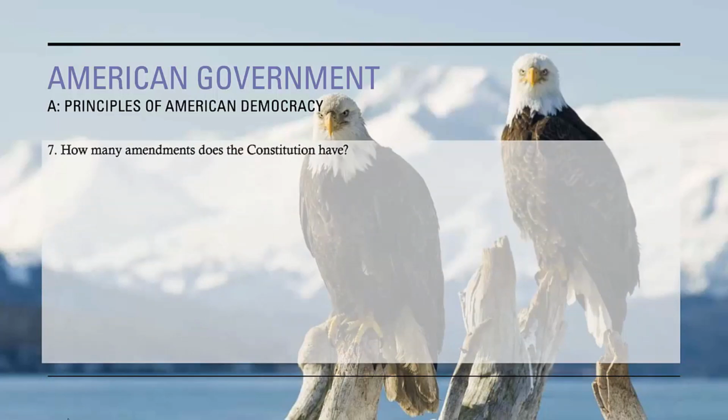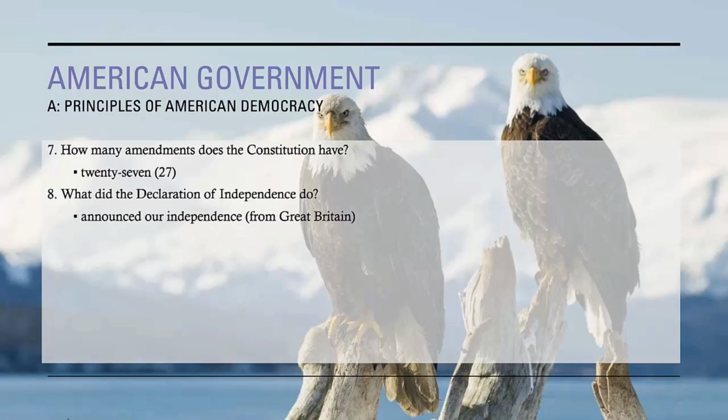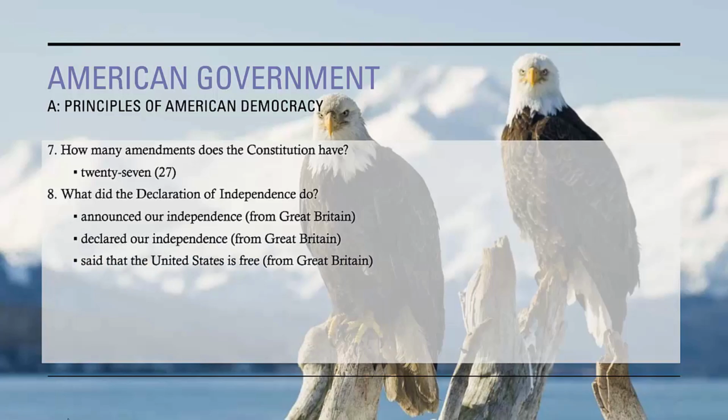Question number 7. How many amendments does the Constitution have? The Constitution has 27 amendments. Question 8. What did the Declaration of Independence do? The Declaration of Independence announced our independence from Great Britain. It declared our independence from Great Britain, and it said that the United States is free from Great Britain.